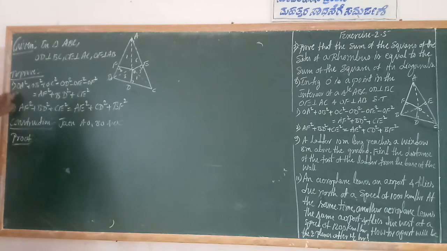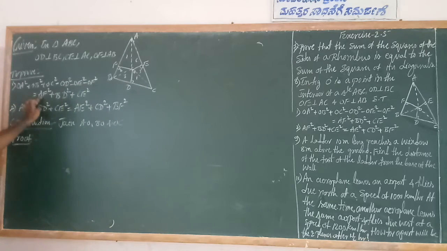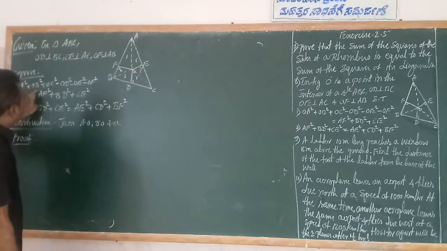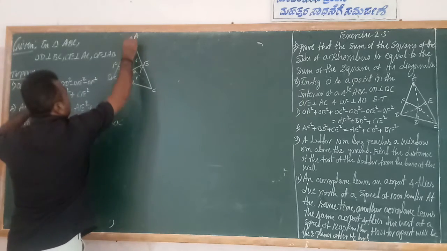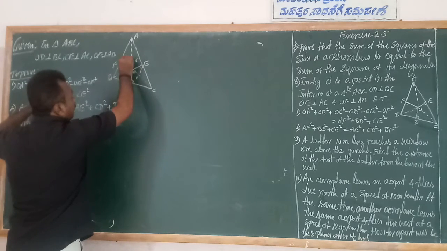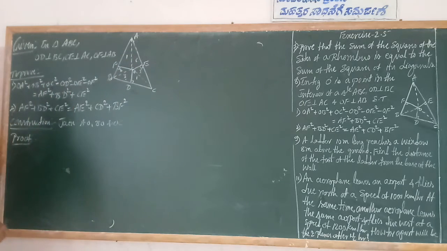So first point, OA square plus OB square plus OC square minus OD square minus OE square minus OF square is equal to AF square plus BD square plus CE square. So first OA square, OB square, OC square. That's why I will consider 1, 3, 5. You should consider these triangles first.